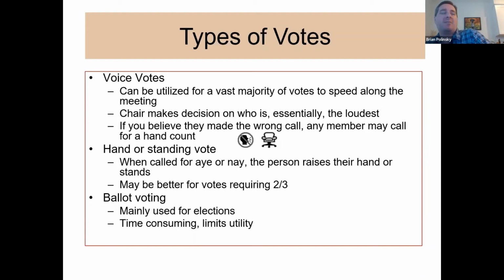And if someone in the body believes that the chair made the wrong call, any member can call for a hand count. As you'll see here with the symbols, that is not something that is debatable, and the chair decides whether or not that is appropriate if someone asks for a hand count. A hand or a standing vote occurs when called for aye or nay. The person will raise their hand or stand, and that may be better for votes requiring 2/3 or when the body is more evenly divided on something.